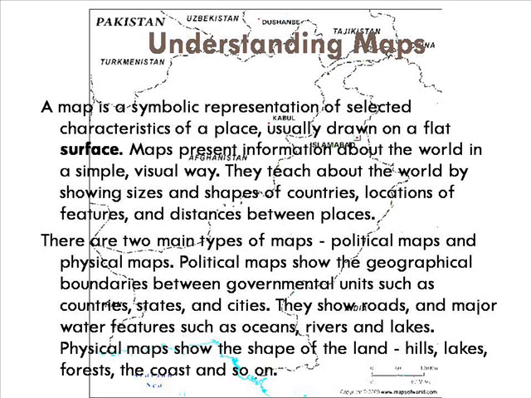We have two types of map. Number 1, political map. Number 2, physical map. A political map shows the geographical boundaries between governmental units such as countries, states, and cities. They also show us roads and major water features such as oceans, rivers, and lakes. Let's talk about physical maps. Physical maps show the shape of the land, hills, lakes, forests, the coast, and so on.